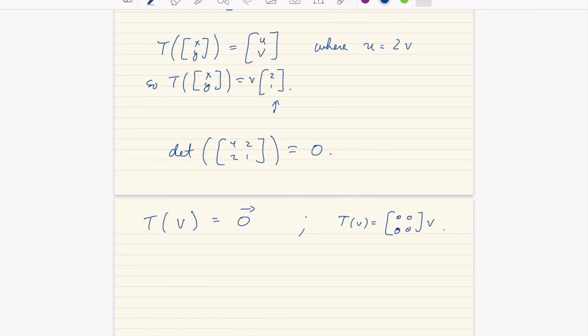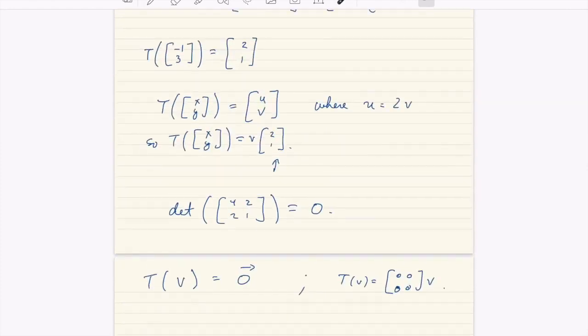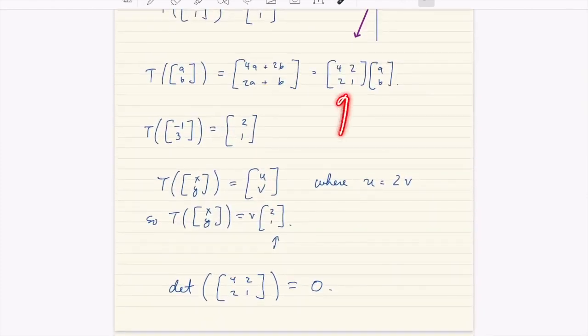And again, this matrix 0, 0, 0, 0 is the only matrix where every vector gets sent to the origin. That's the only matrix where that happens. The last thing I wanted to say about this example is just think about 0, 0, 0, 0, and the previous example that we saw where we had left multiplication by the matrix 4, 2, 2, 1. Both of these matrices have determinant 0, and therefore their images are not going to be all of R2.